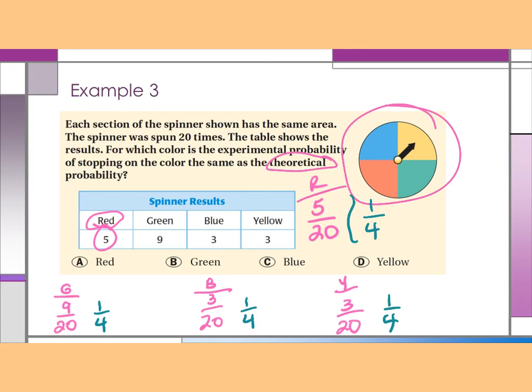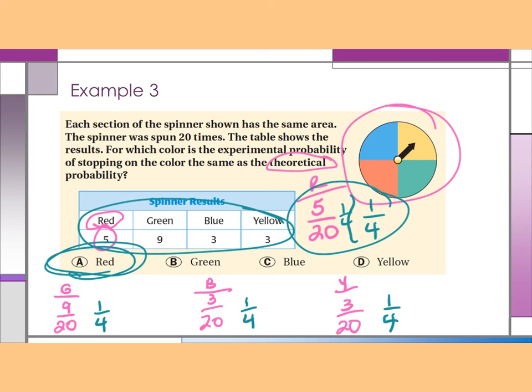So experimental is based on actual data, theoretical is based on your initial sample space, whatever you're given at the beginning. So this question says, for which color is the experimental probability the same as the theoretical? And it's red, because 5 over 20 would reduce to 1/4. That's the only one where they would both be the same.